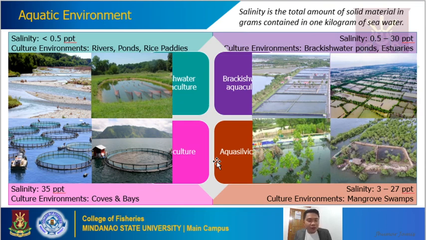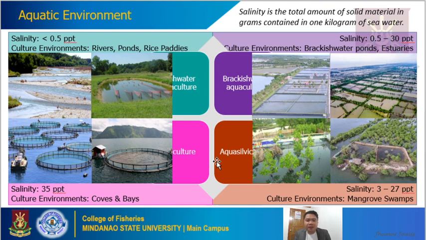According to the aquatic environment, the difference between the freshwater, the brackish water, the mariculture, as well as the aquasilviculture, is mainly defined by salinity. Now, what is salinity? Salinity is basically the total amount of solid material in grams contained in 1 kilogram of seawater.